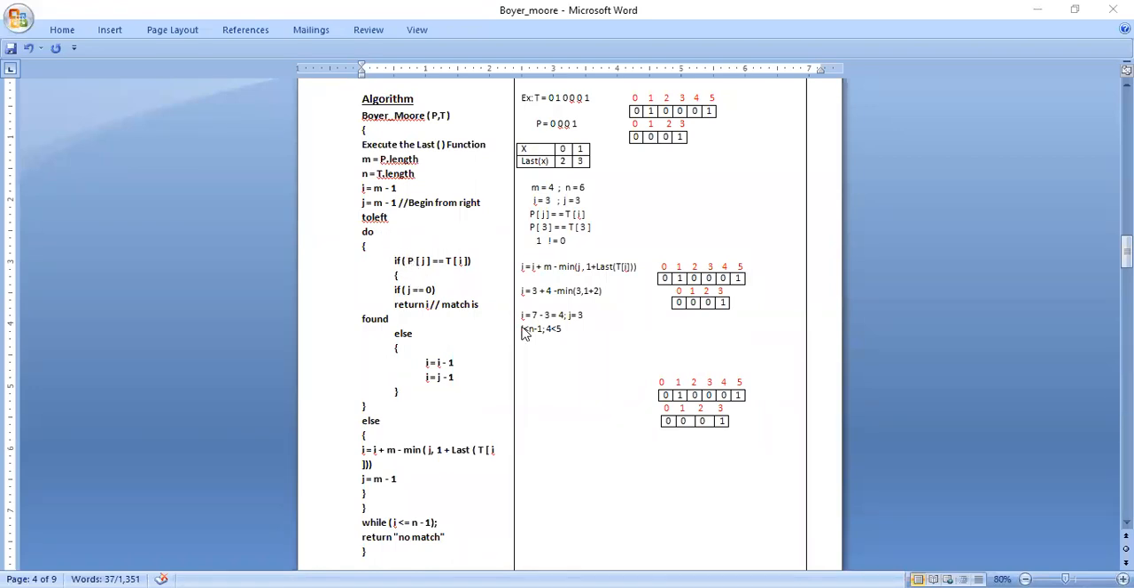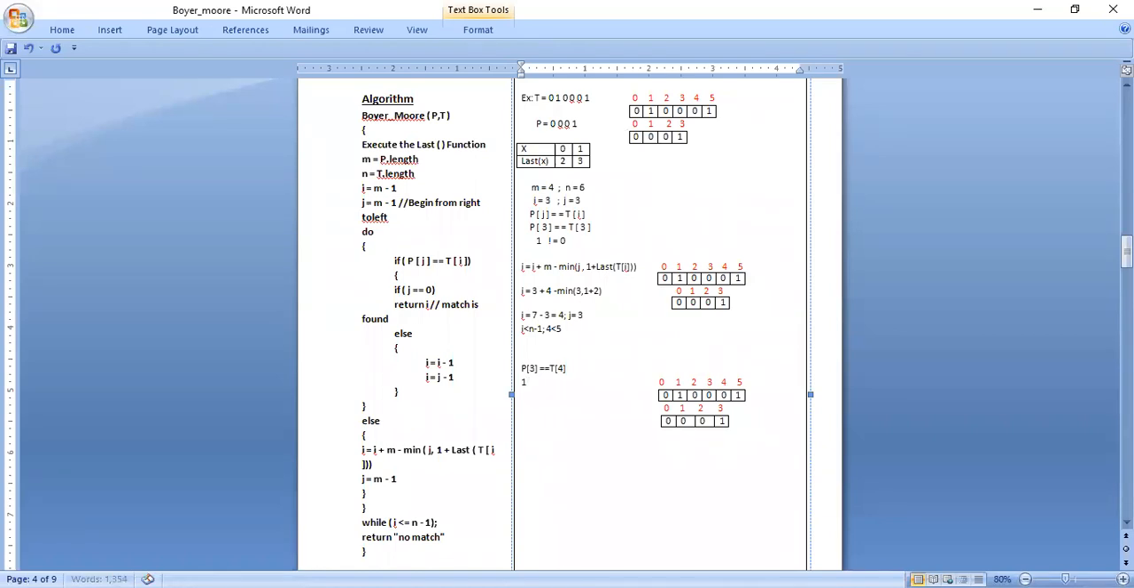do loop. So again in the do loop, what are we supposed to do? We are supposed to check if p of j is equal to t of i or not. So what is my p of j? What is j here? 3. So p of 3 is equal to t of i. What is my i now? It is 4 now, right? So what is p of 3 here? So p of 3, we are having 1.